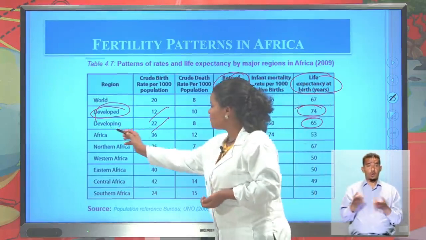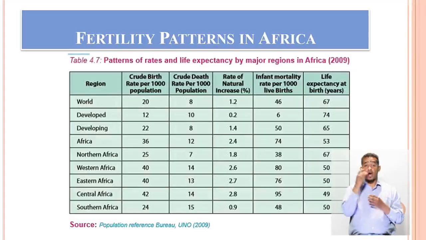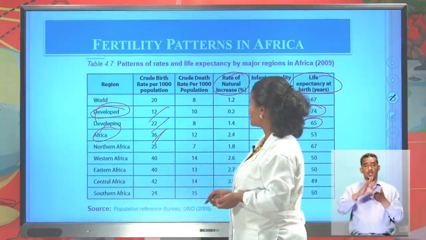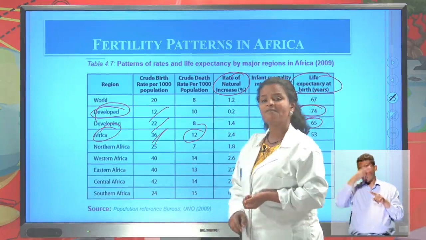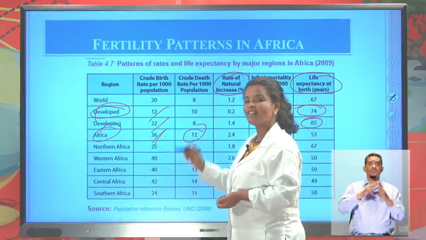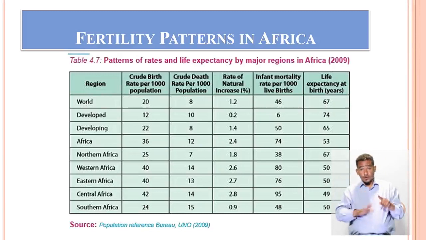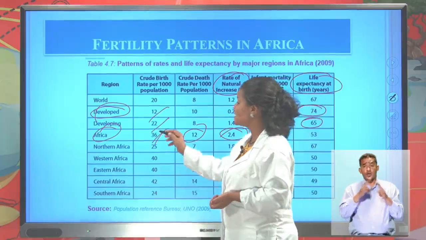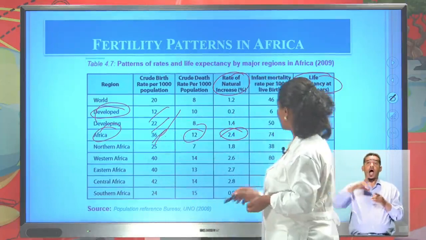When you see the region of Africa, the birth rate of Africa is 36 per 1,000, as we have seen above. It has a high fertility rate in Africa because of different factors. And also the death rate is very high, but the fertility rate is greater than the mortality rate in Africa. And natural increase in Africa is high because of the result of the high fertility rate.